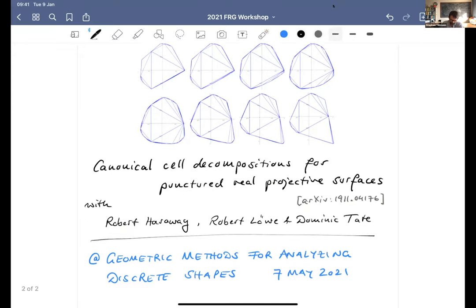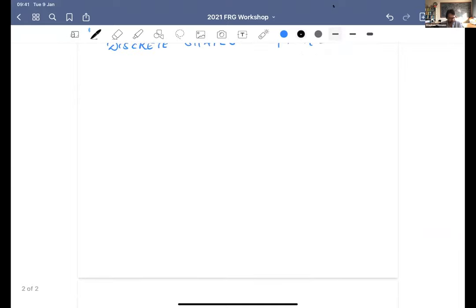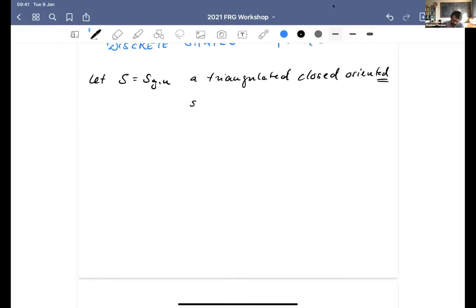Okay, so let me begin, beginning with a clean slate here, as you see. Let's start with a surface of genus g with n vertices. So a triangulated, closed, oriented surface. That's the important bit. I don't even say orientable, I really want an oriented surface of genus g, with n vertices in the triangulation.